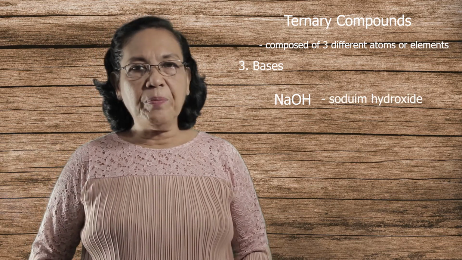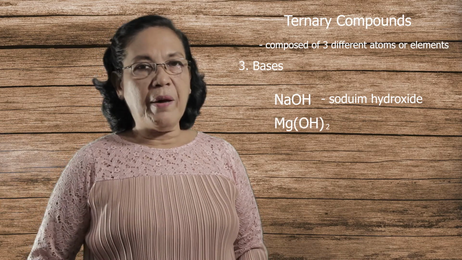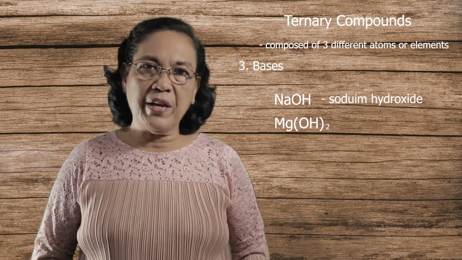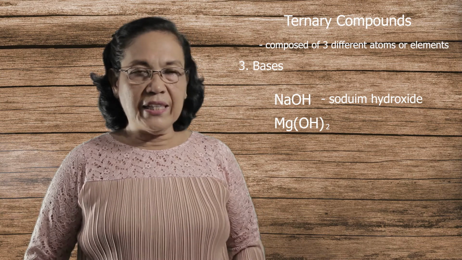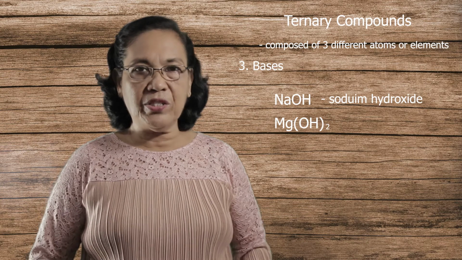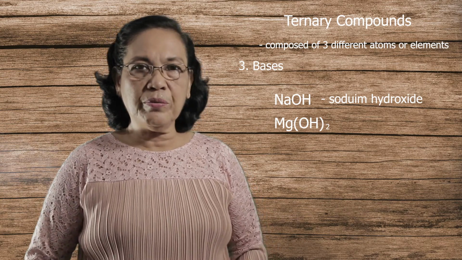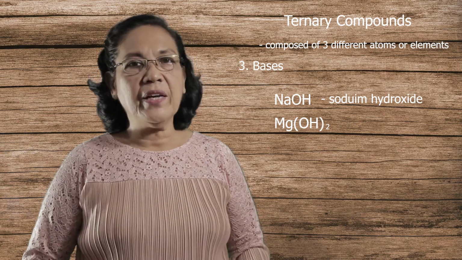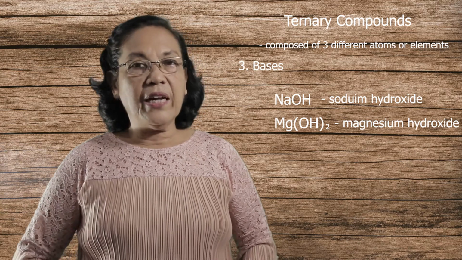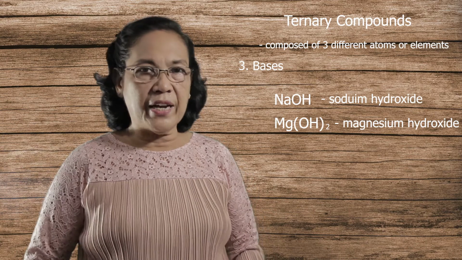Another one. Suppose we have Mg(OH)2. Remember the charge of magnesium is +2, while the charge of the hydroxide is -1. Let us try to recall. The charge of the cation will become the subscript of the anion. So the charge 2 will go to the hydroxide. So that's why the formula is Mg(OH)2. The cation part is the magnesium, but the anion part is the hydroxide.